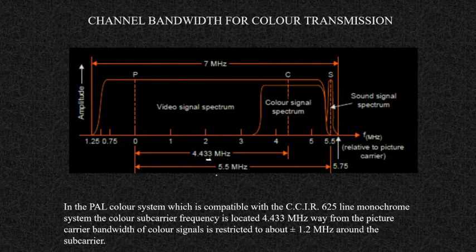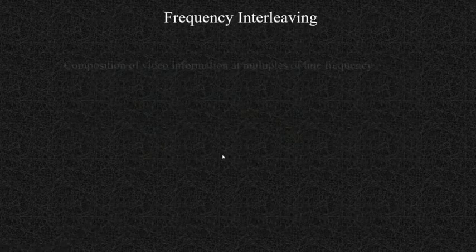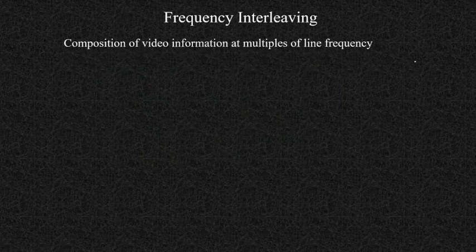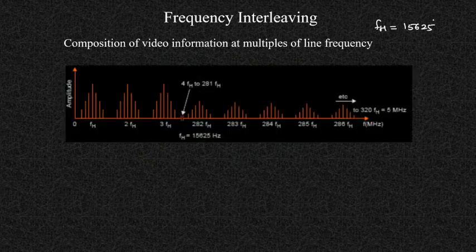Why only 4.43 megahertz away from the picture carrier? Now, this concept is called frequency interleaving. So, whenever I'm talking about frequency interleaving, see what is your line frequency or horizontal scanning frequency, 15625. Okay, while transmitting, you will have the composition of video information at multiples of the line frequency. So, fH, twice fH, thrice fH, and so on.